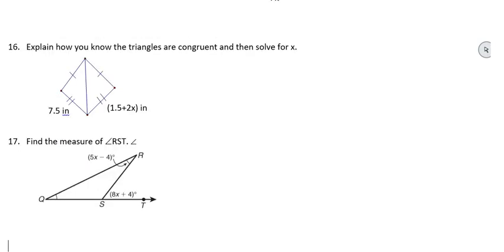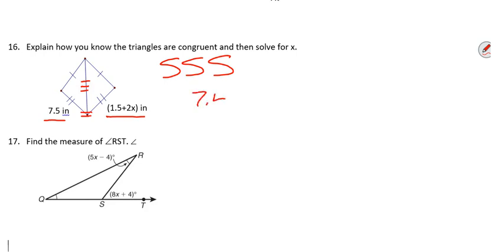Number 16 says, explain how you know the triangles are congruent and then solve for x. Okay, so I'm going to put 3 tick marks here because that's a shared side. So we know these are congruent by side, side, side. That's the first thing we want to say. Then we should be able to see that this side has 2 ticks and this side has 2 ticks. So those can be set equal to each other to solve.